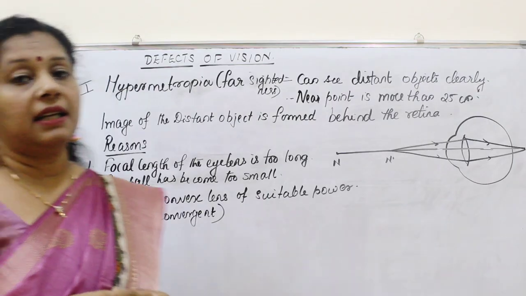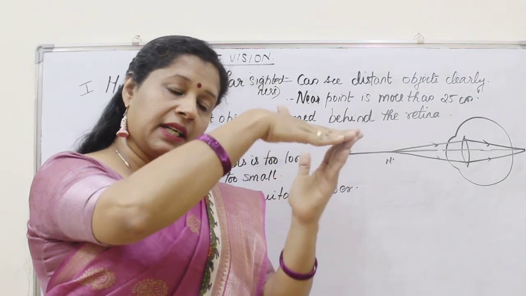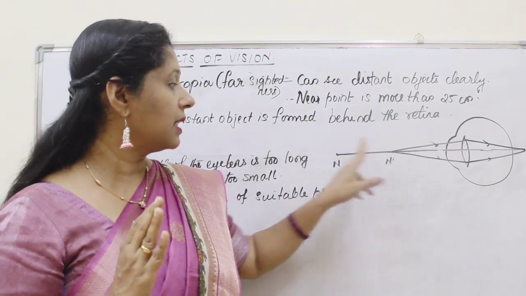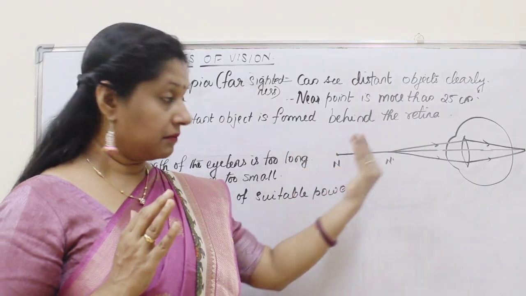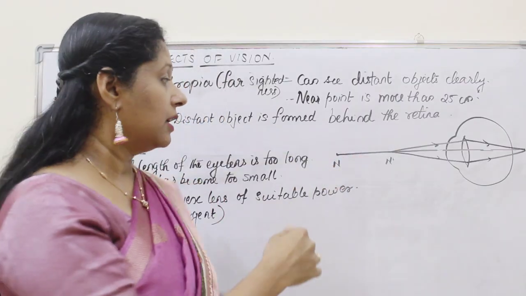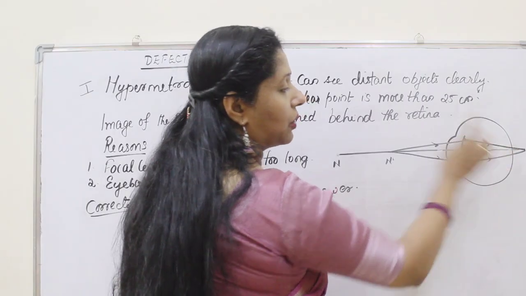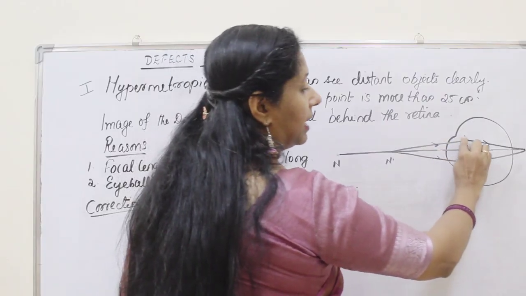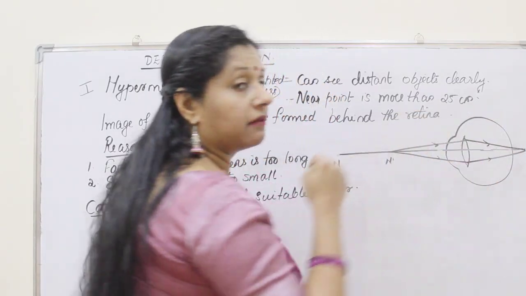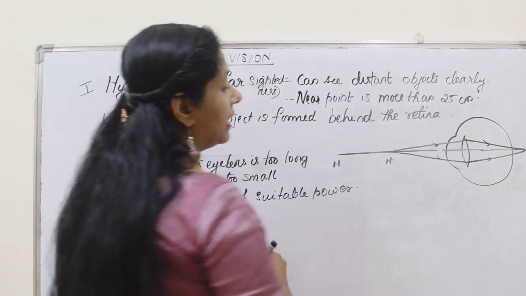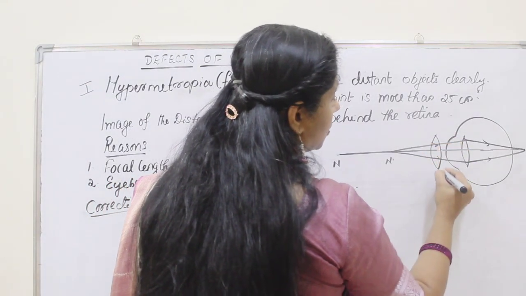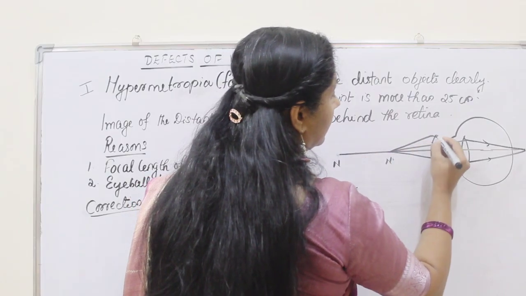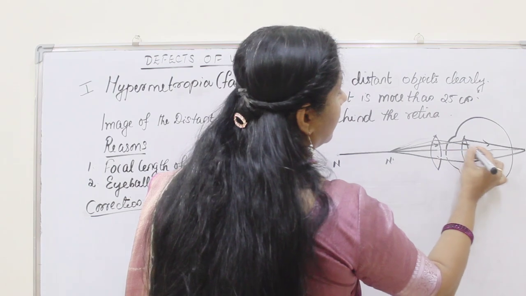So how can we correct it? If you use a converging lens of suitable power, we can converge the light onto the retina. For these people, this is the normal near point, but this is the receded near point which has gone far. From here, if the light comes, it will converge onto the retina. But from the normal 25 centimeters, it will converge and go behind the retina and form the image there. So what can we do? We can use a converging lens of suitable power, so that it will converge the light coming from here.